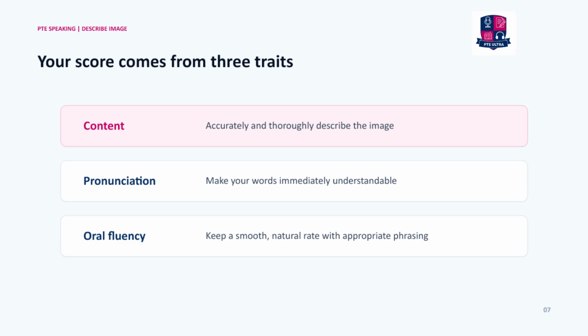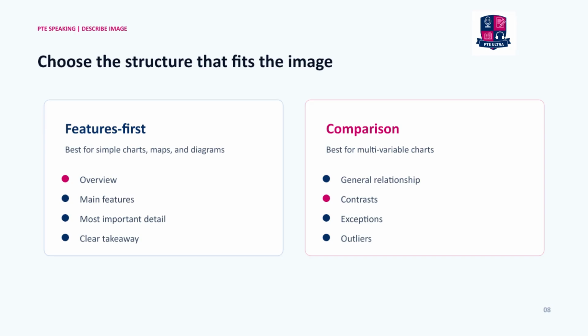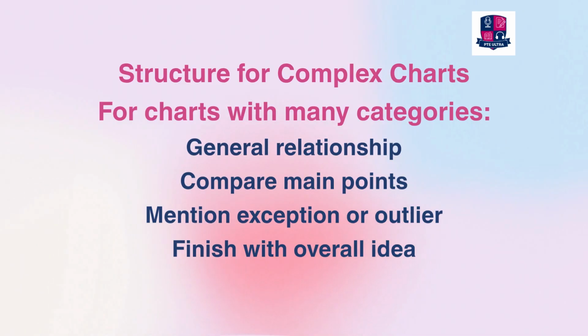Now, choose the structure based on the image. For simple charts, maps, and diagrams, use a features-first structure. Start with an overview, mention the main features, explain the most important detail, and finish with a takeaway. For charts with many categories or variables, use a comparison structure. Start with the general relationship, compare the main points, mention any exception or outlier, and finish with the overall idea.